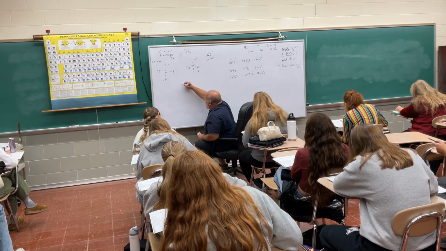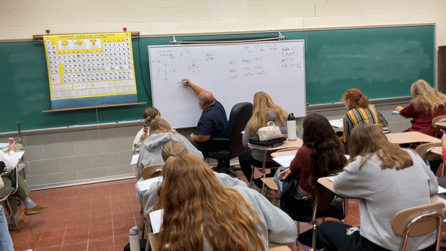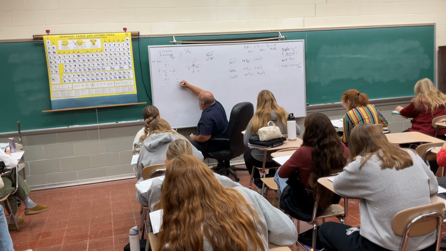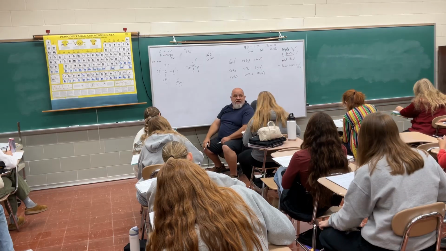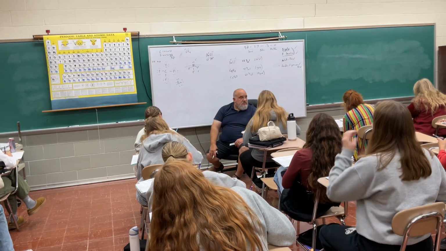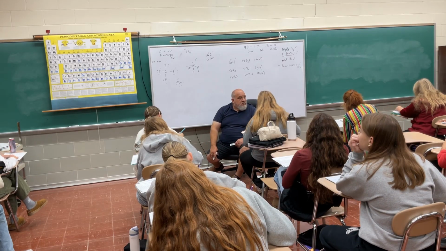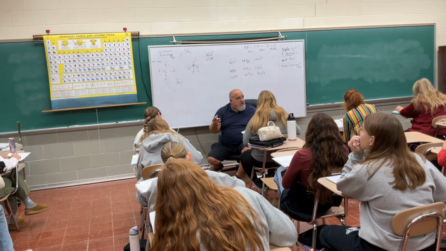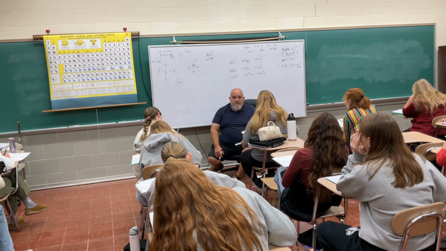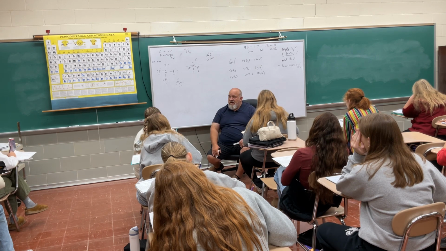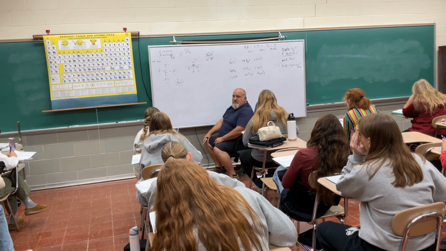Real quick, let's look at this. There's radon. Why is it a gas? How many electrons are in its outer shell? 8 electrons in its outer shell. It has need of nothing. It's not going to bond with anything, so it's a gas.